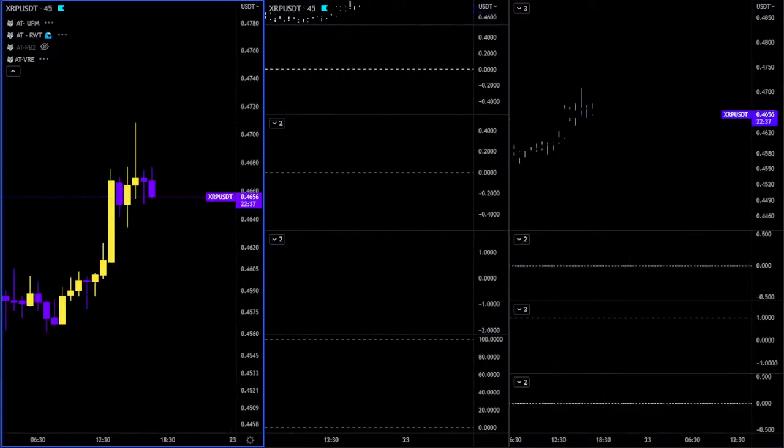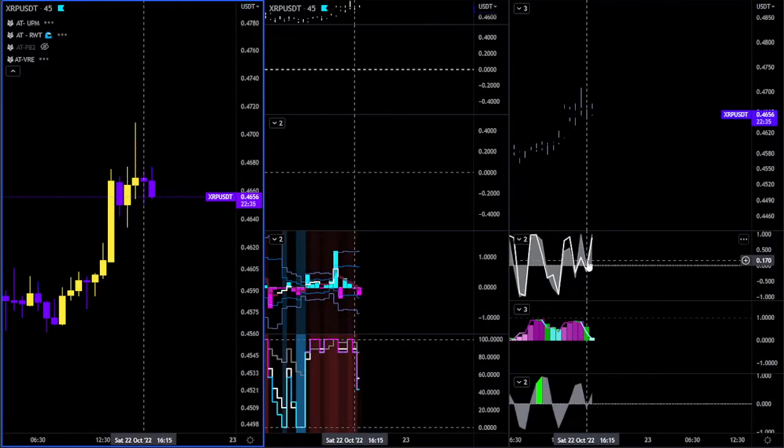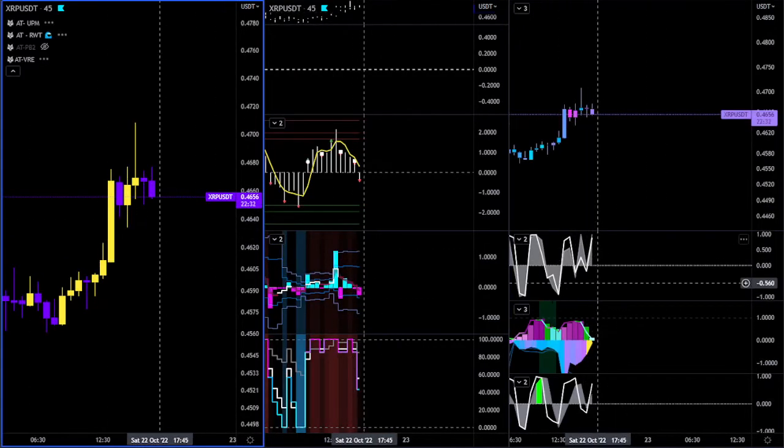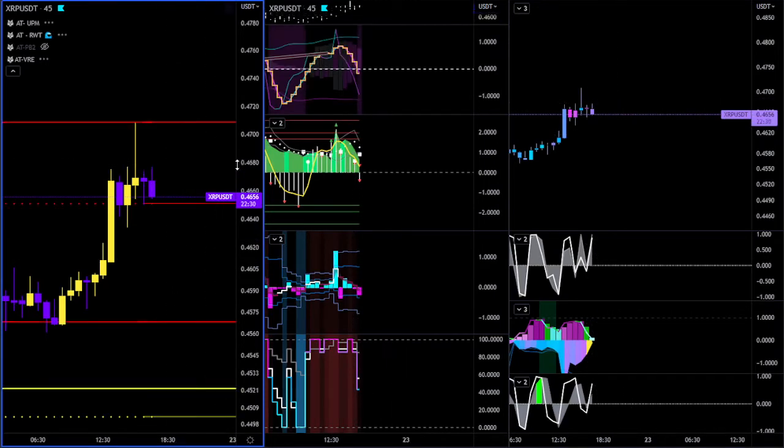Let's go see what our 45 minute is saying. Contraction, positively correlated. So there's a few time frames that are wanting to expand in the next 3 hours.